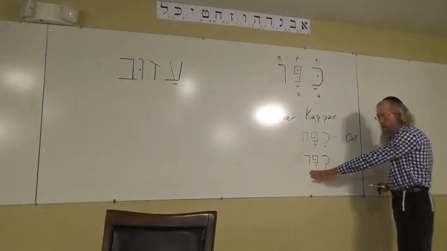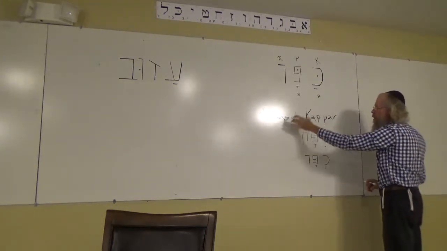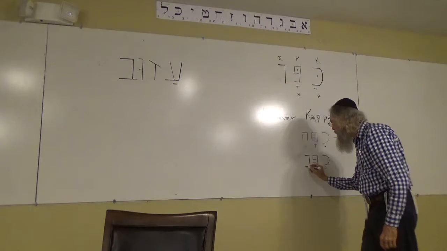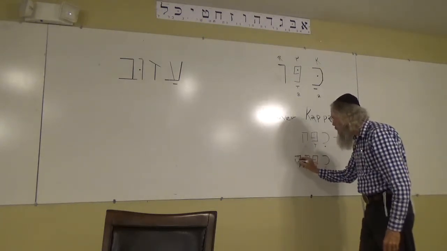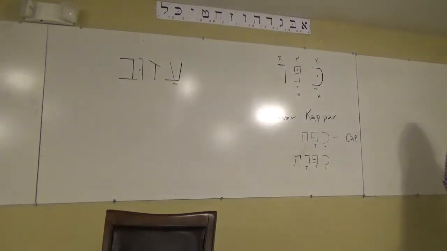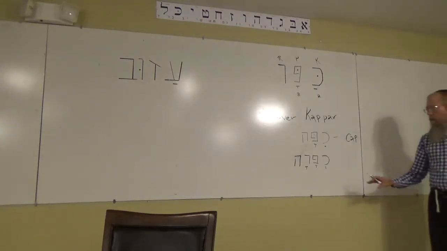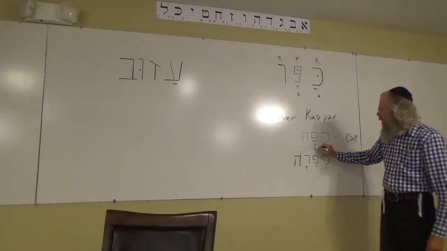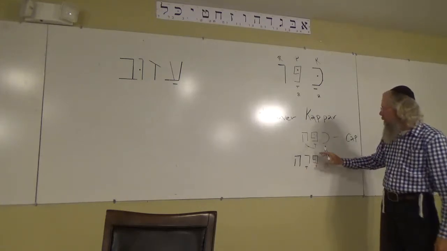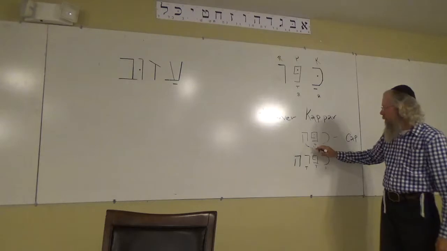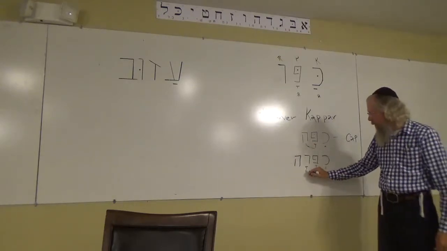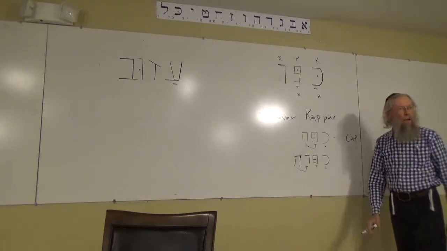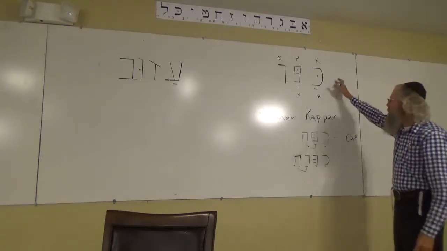Can y'all see this? Notice that you have everything the same here, your root, right? Kapara. Okay. This is a noun. This is also a noun. This tells you that it is feminine. So what is this? Kapara, coming from kapad.